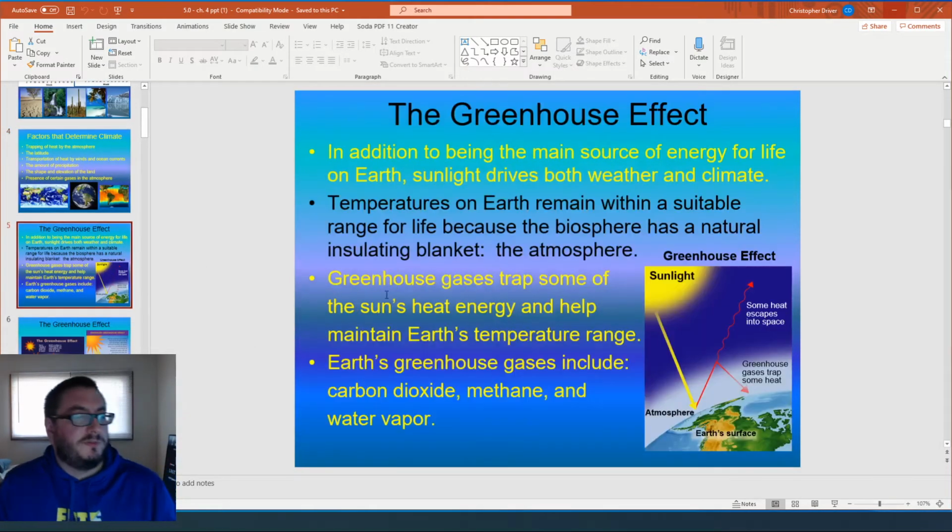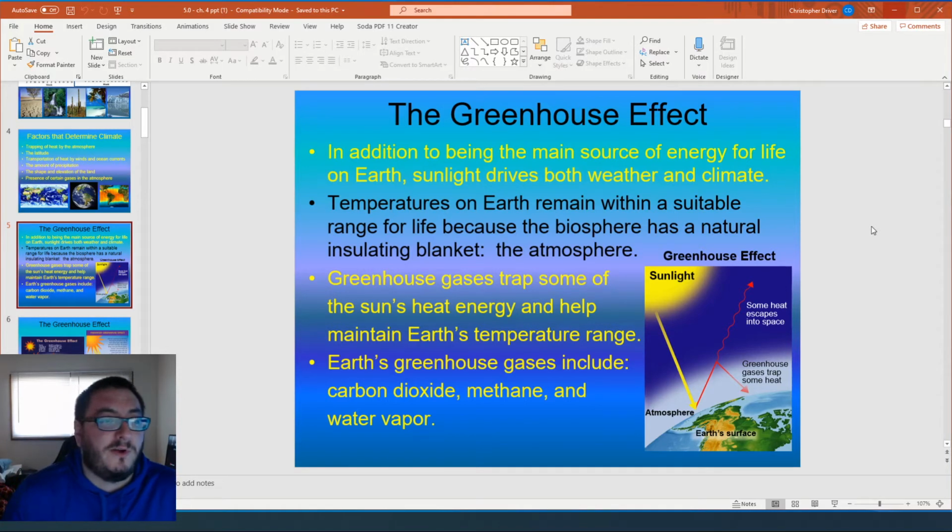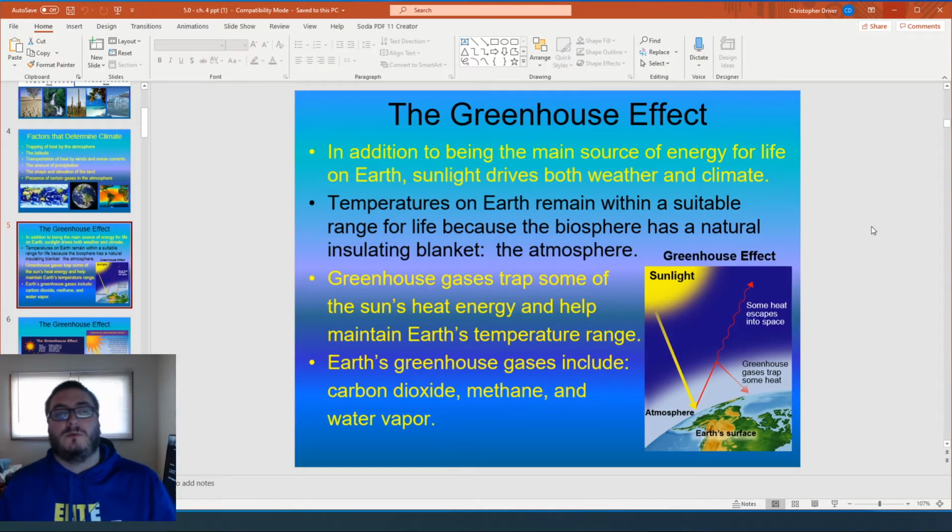So let's look at the first big one, the greenhouse effect. I've kind of been talking about this one. In addition to being the main source of energy for life on Earth, sunlight drives both the weather and climate. So sunlight is the big driving force behind why we have weather. If there was no sun, we would just be a big frozen ball of ice, and there would be no weather. It'd be just frozen everything. There would be no clouds, nothing.